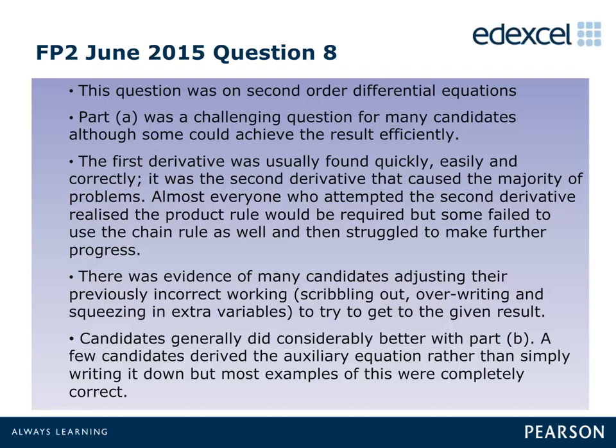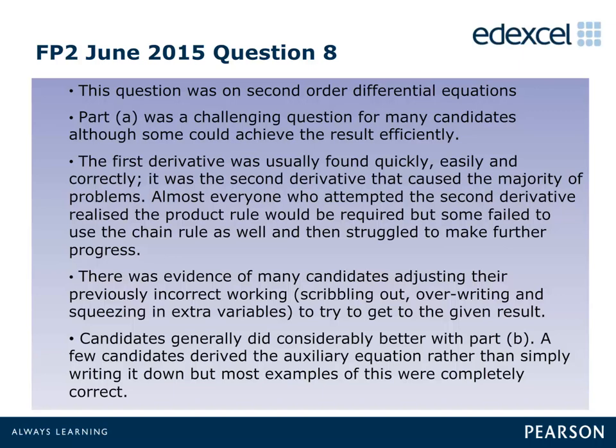Almost everyone who attempted the second derivative realized the product rule would be required, but some failed to use the chain rule as well, and then struggled to make further progress. There was evidence of many candidates adjusting their previously incorrect working, scribbling out, overwriting, and squeezing in extra variables to try to get the given result.